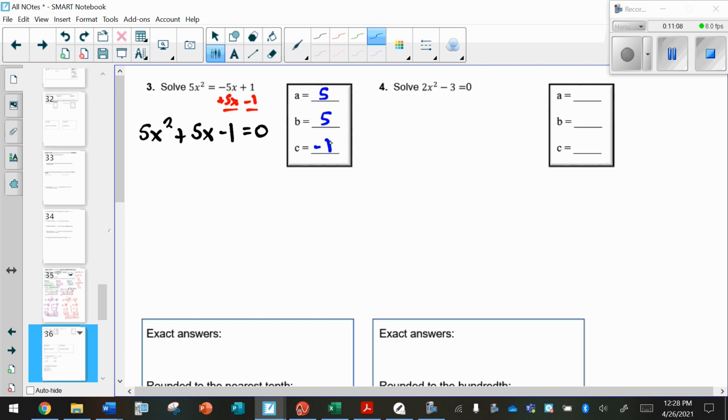So I want you to plug these into the formula. Let's see if you can put all the numbers in the right places. If you have to, sing the song.